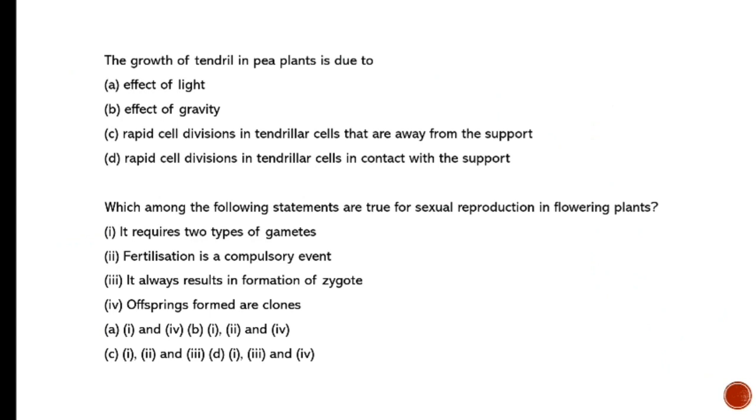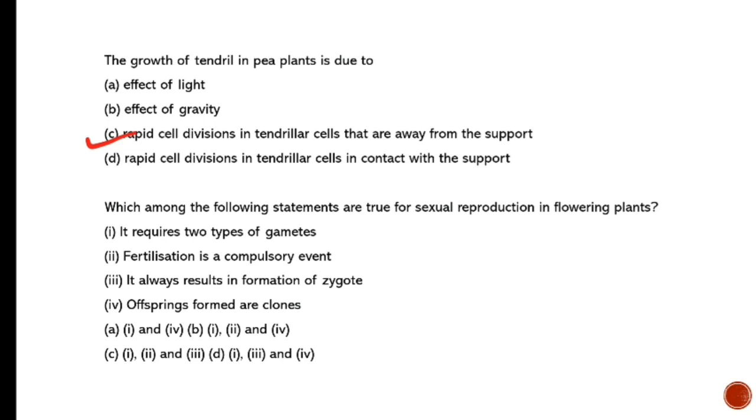The growth of tendril in pea plants is due to effect of light, effect of gravity, rapid cell division in tendrilar cells that are away from the support, and rapid cell divisions in the tendrilar cells in contact with the support. So the correct answer is C. This is from the activity that is there in your textbook in the chapter Control and Coordination. You can refer to that.